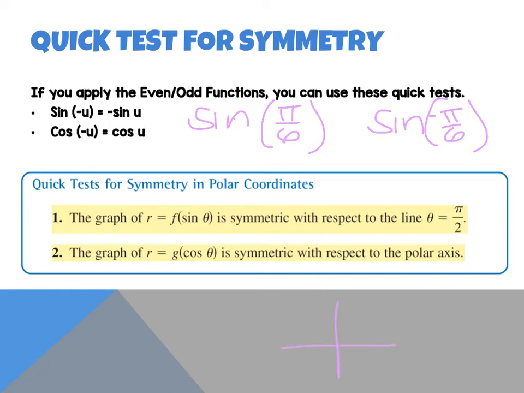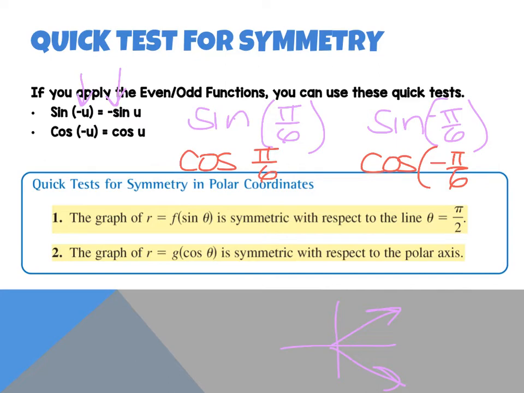Think about what's happening at this pi over 6 and this pi over 6. My y is changing, yes? So if I change the sign on the angle, it actually changes the sign on the value you get. But what happens to cosine? If I did cosine of pi over 6 and cosine of negative pi over 6, they stay the same. If you remember even and odd functions, and this goes back to trig identities, sine changes, cosine doesn't.